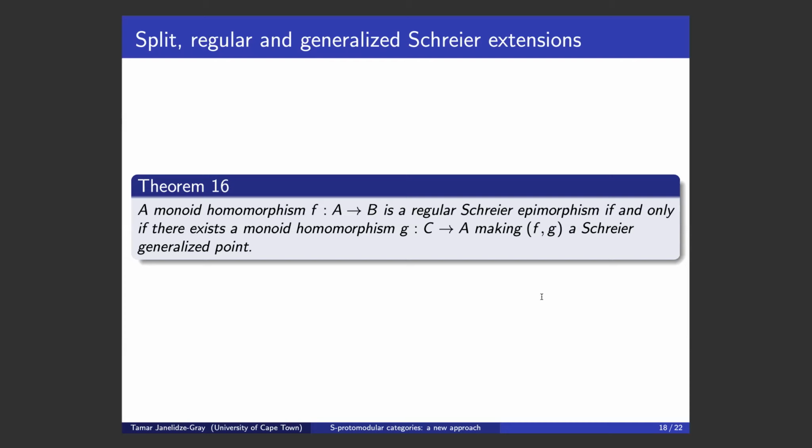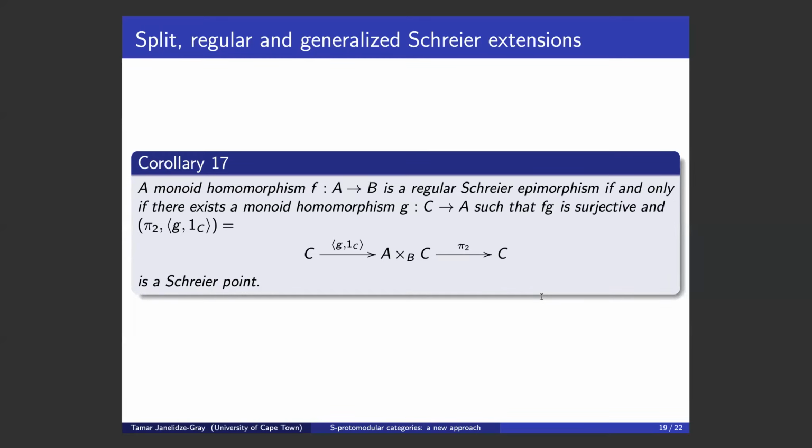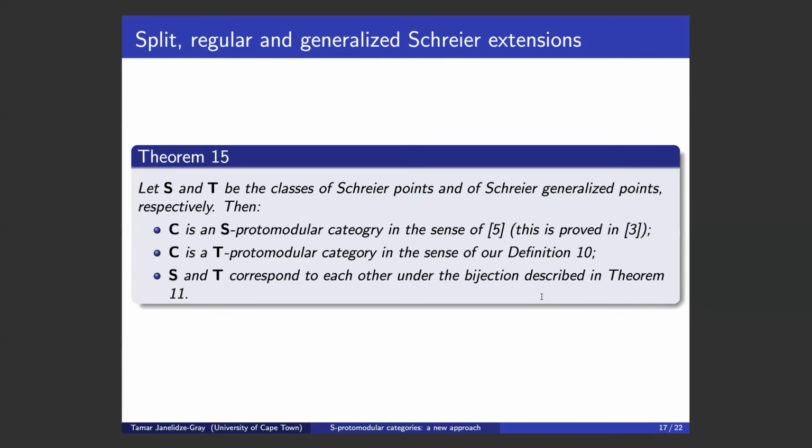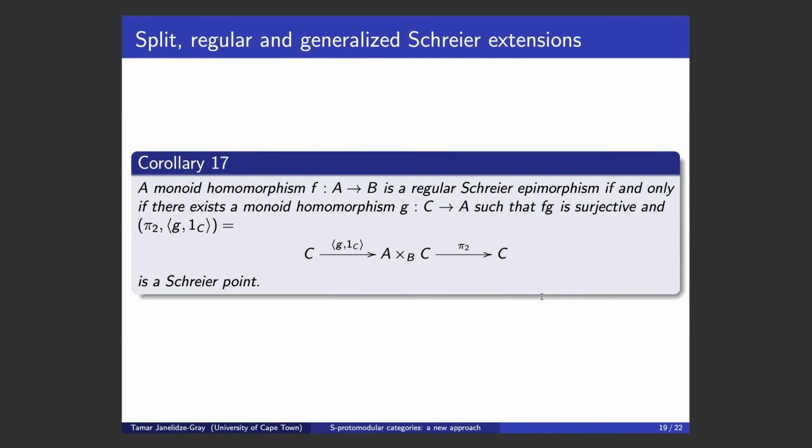And now what does this give us? This allows us to give a categorical definition of regular Schreier epimorphisms as follows. We need theorem 16, but also this theorem that we had before. A monoid homomorphism F from A to B is a regular Schreier epimorphism if and only if there exists a monoid homomorphism G from C to A, such that Fg is surjective, and this pair pi to G1C, which, just to recall quickly, was obtained by taking the pullback of G along Fg, is a Schreier point.